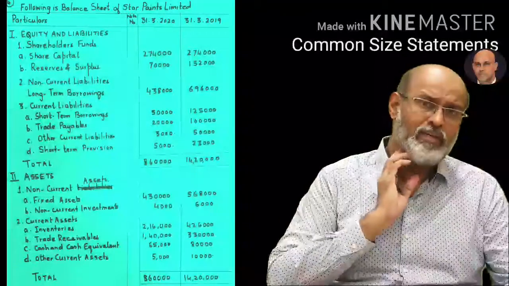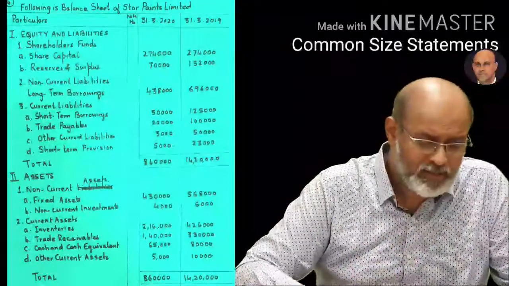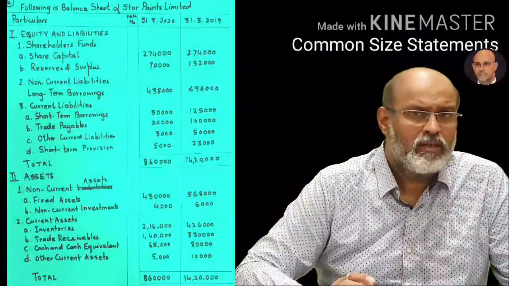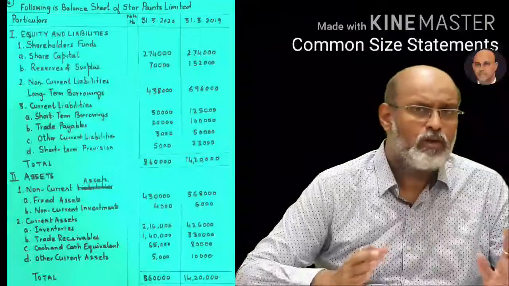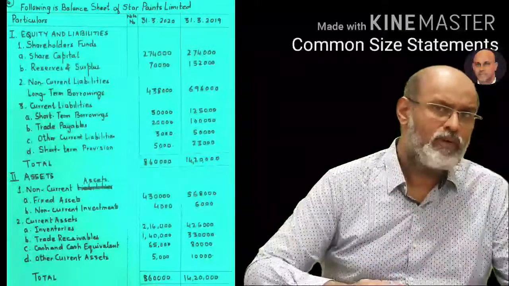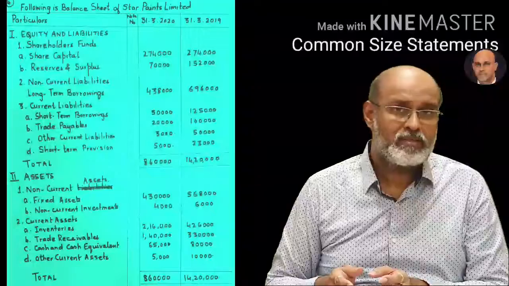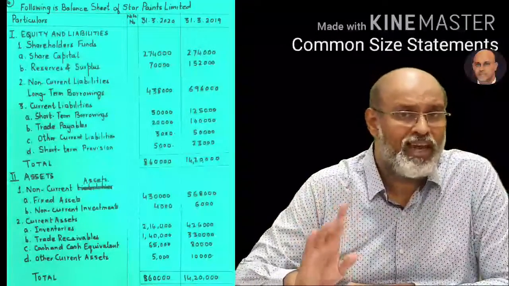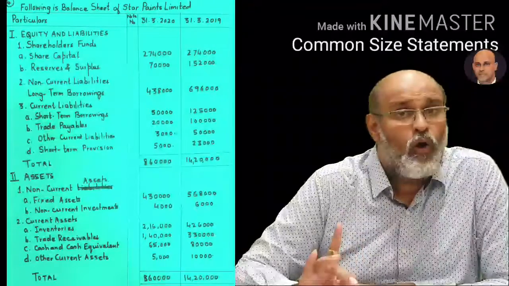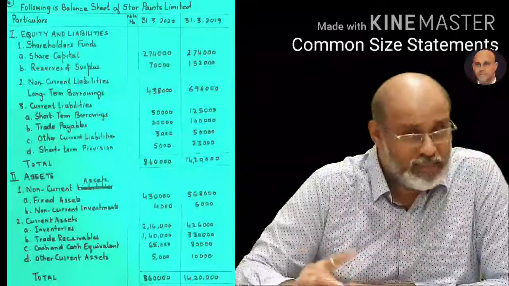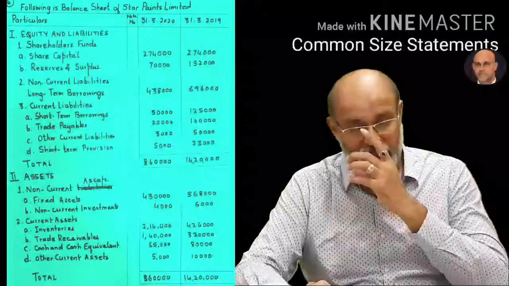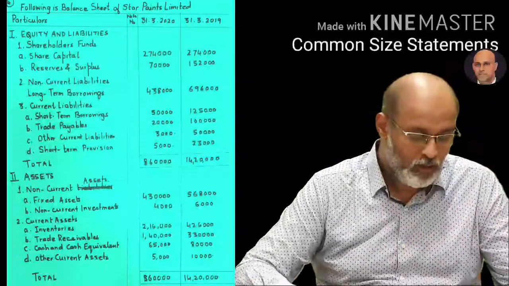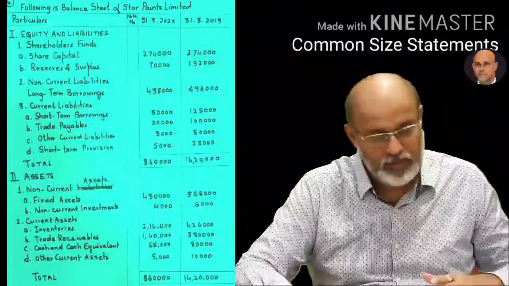As we know, this is a common size statement which we are doing, and the basic format is your previous year's figures come first, your current year's figures come next. Then we find out the percentage in relation to the total assets or total liabilities of the previous year, then the percentage of the total assets or total liabilities of the current year. So this is how your columns are spread.